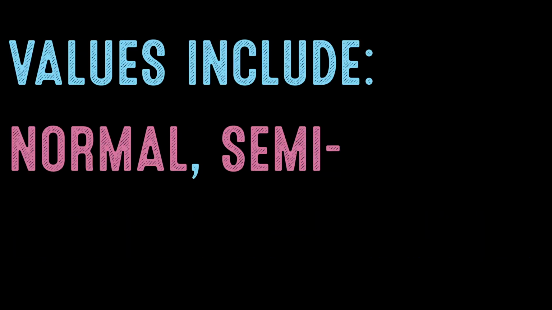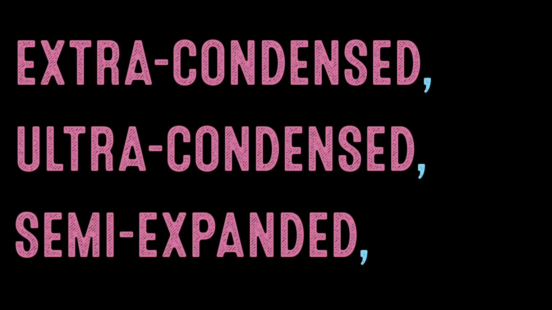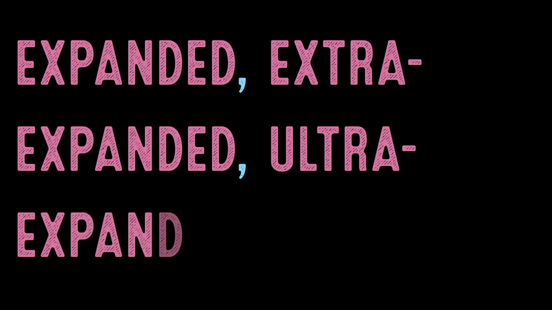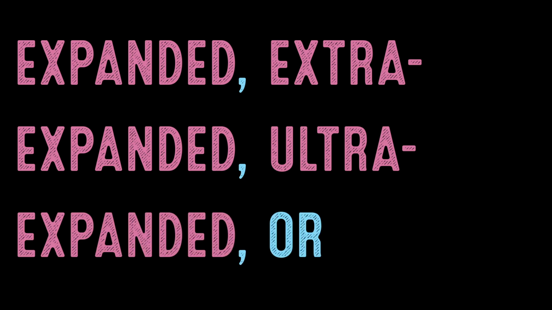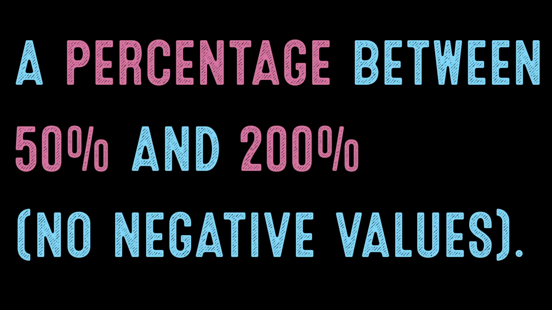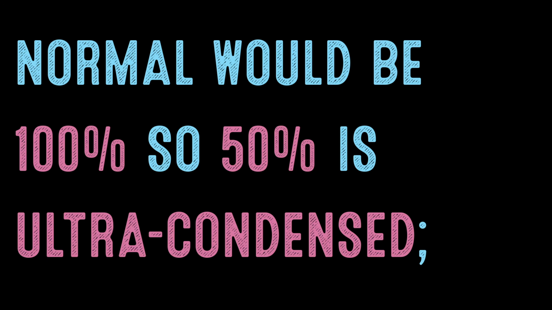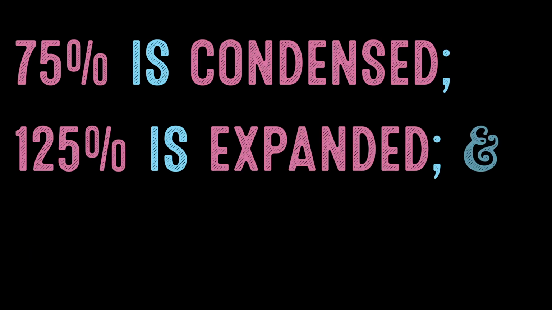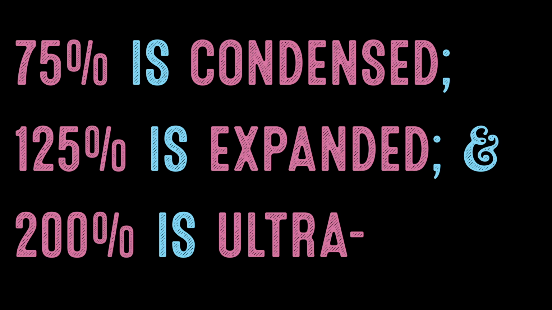Acceptable values include normal, semi-condensed, condensed, extra-condensed, ultra-condensed, semi-expanded, expanded, extra-expanded, and ultra-expanded, or a percentage between 50% and 200% with no negative values. Normal would be 100%, so 50% is ultra-condensed, 75% is condensed, 125% is expanded, and 200% is ultra-expanded.